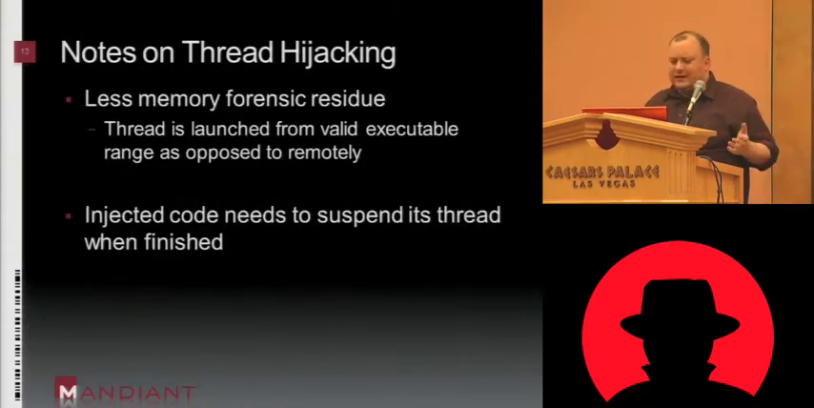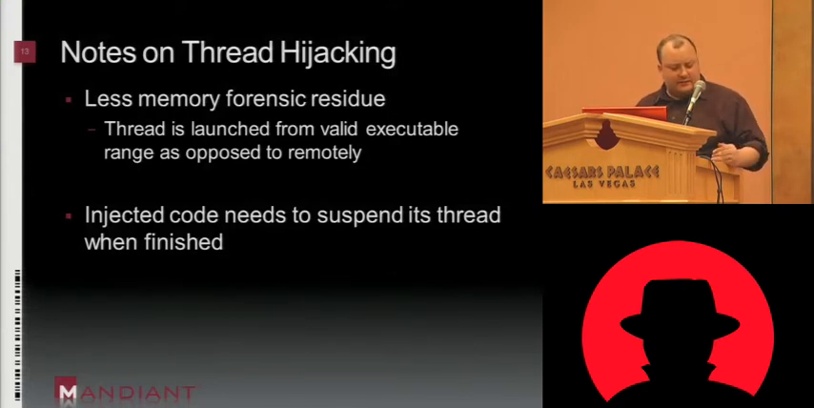Some notes on that. Why in the heck would anybody ever do that? A little bit less memory forensic residue. There are some traces that threads might have been launched via CreateRemoteThread, and certainly APC function calls would have their residue as well. If we hijacked the main thread and launched a new thread from there, the thread start address would be originating from within that process as opposed to being obviously a remote thread start.